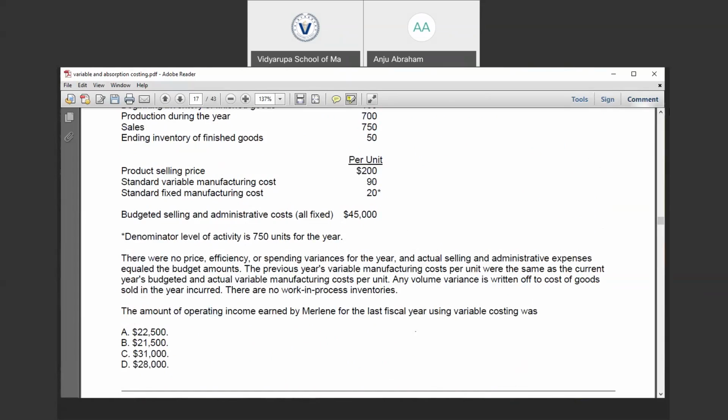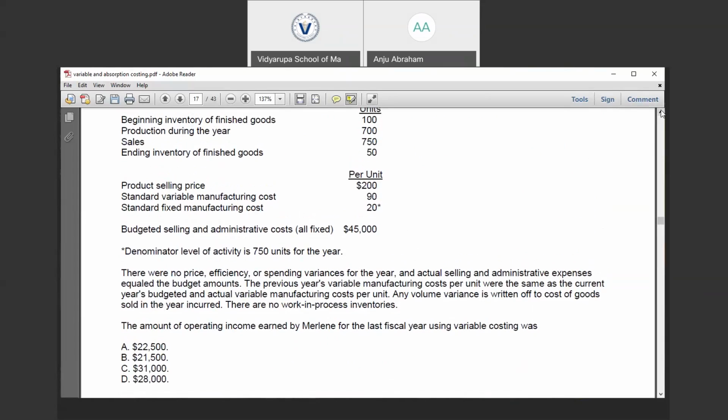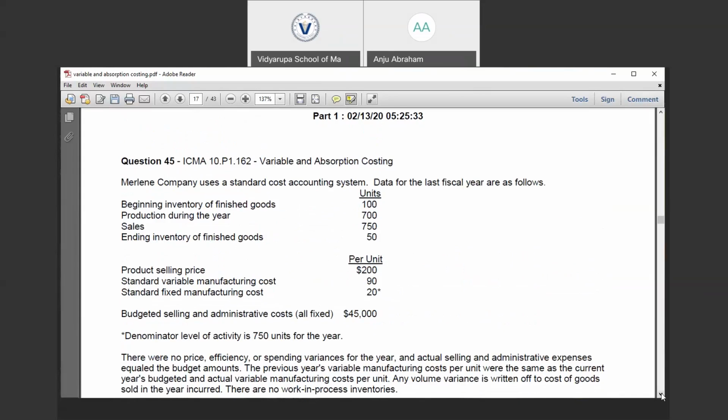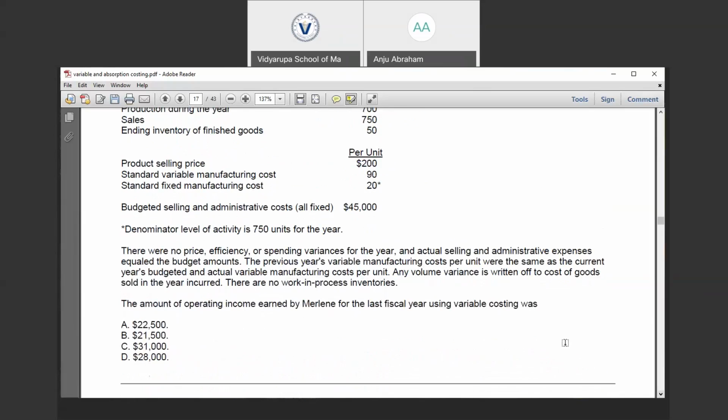So we shall move forward to the next question. Question number 45. Okay, let's read the final question. The amount of operating income earned by Merlin for the last fiscal year using variable costing. So using variable costing, what would be the operating income? That's the question.